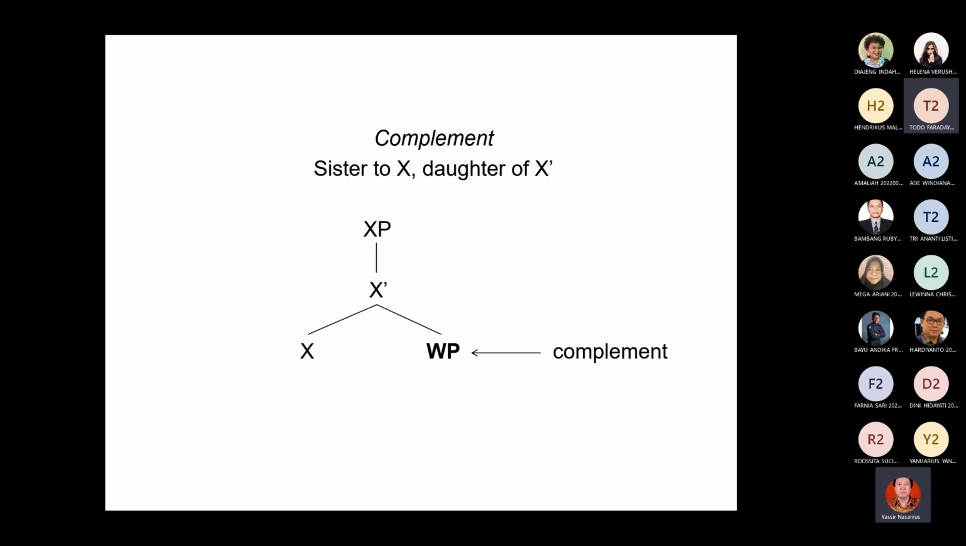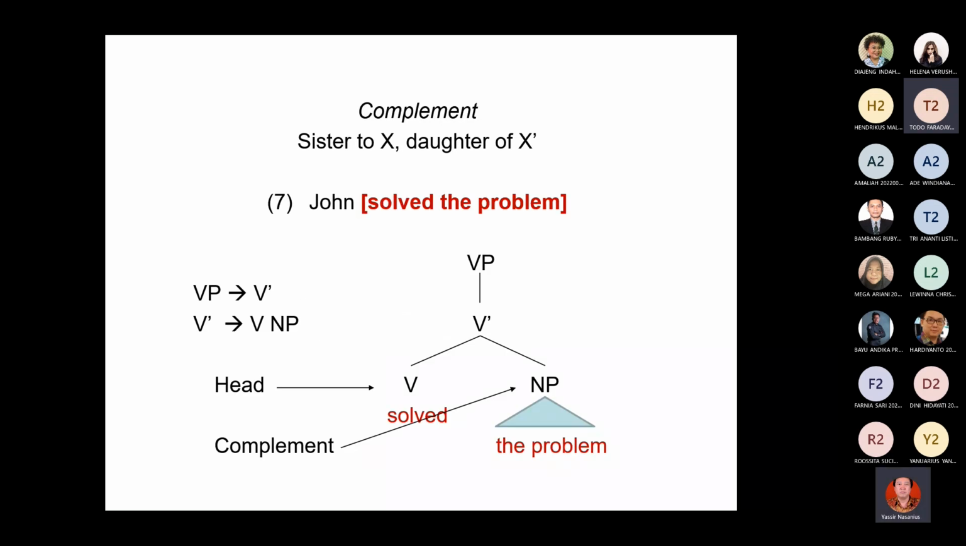Let me give you an example. Can you say something like 7 in English? John solved the problems. Yes. So how do you draw the X bar 3 for solve the problem? Because now we have a complement, the problem is what completes the verb solve. Probably let me not use past tense, because this is past tense.